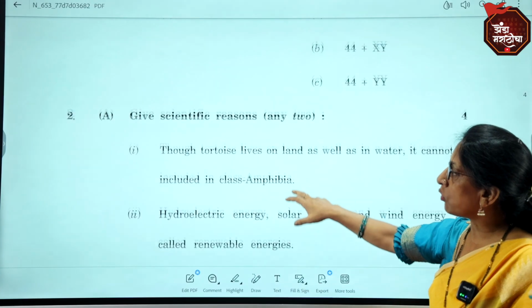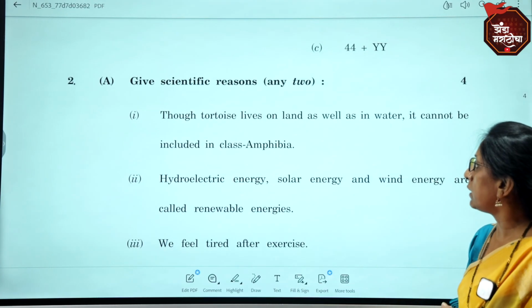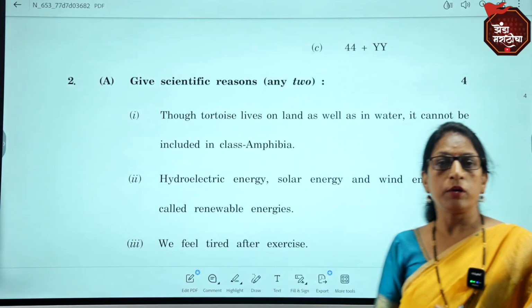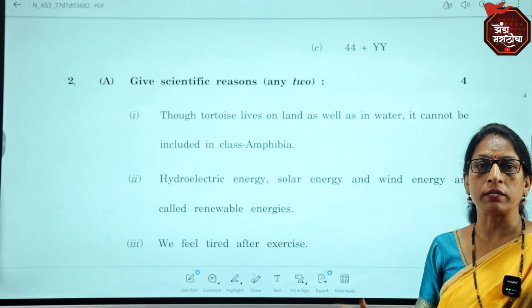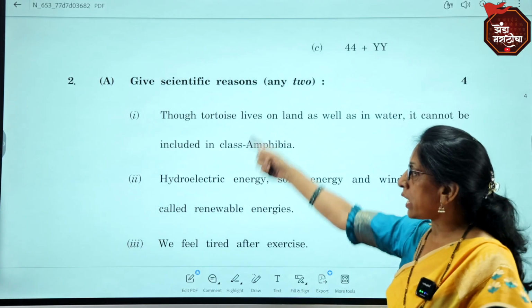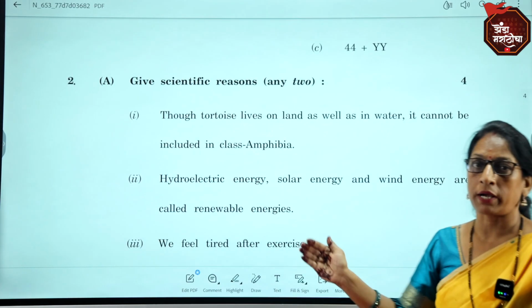For example, if you are confident on question number 1, "Though the tortoise lives on land as well as in water, it cannot be included in class Amphibia," then you should write the answer to this question first. But if you are not confident, then you choose any one of the questions. But when you give the answers, you have to write them in the proper order.